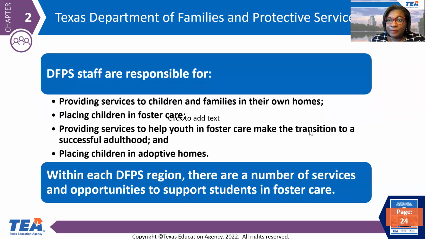So now let's talk about the Texas Department of Family and Protective Services. In this chapter, we go into specifics more about DFPS. The staff is responsible for providing services to children and families in their own homes, placing children in foster care, providing services to help youth in foster care make the transition to a successful adulthood, and placing children in adoptive homes. In each of the DFPS regions, there are a number of services and opportunities to support students in foster care. So we want to ensure that we know what the DFPS staff is responsible for, so we know how to work cooperatively and collaboratively with them. And this information is on page 24.